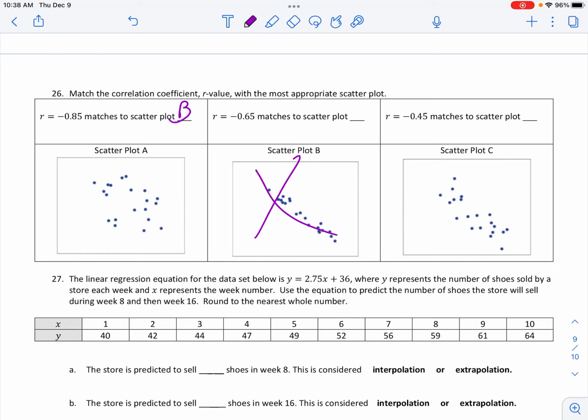And then I look at my other choices, negative 0.65 and negative 0.45. The closer you are to 0, the more scattered it's going to be. And when I look at negative 0.65 with what remains, A is more scattered about. C is still kind of a line you can see, linear association holding in there. And then finally, right here, that is scatter plot A.